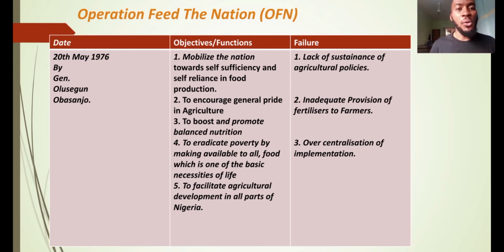So OFN, Operation Feed the Nation, was ringing its tune that every region in the country should engage in agricultural activity. That's one of their objectives, and through government, they also provided incentives that actually made it work to some extent. Failure: lack of sustenance of agricultural policy.